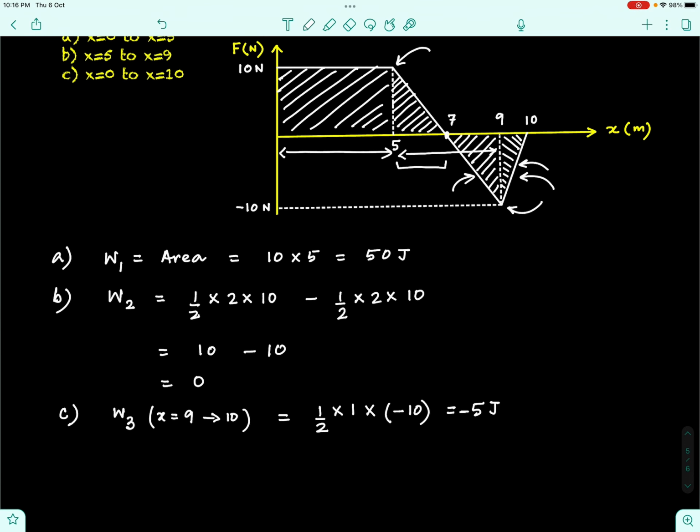So, now the total work done that they are asking for in part C, from x equals 0 to x equals 10, will be nothing but the work done in all these three sections, W1, W2 and W3. So, we can add all of them. W1 is 50 joules, added to that W2, which is 0 joules, plus the work done in the third part, x equals 9 to 10, which is minus 5 joules. Solve it to get 45 joules as your final answer.